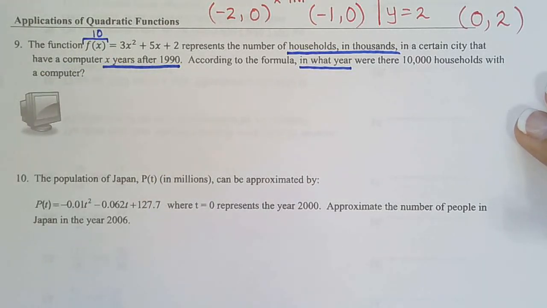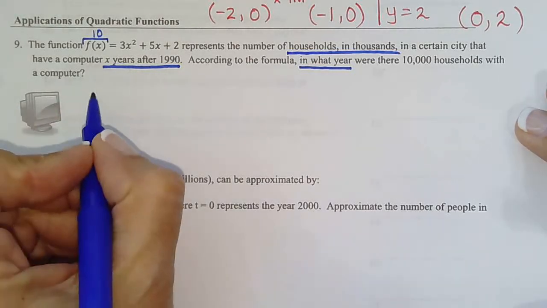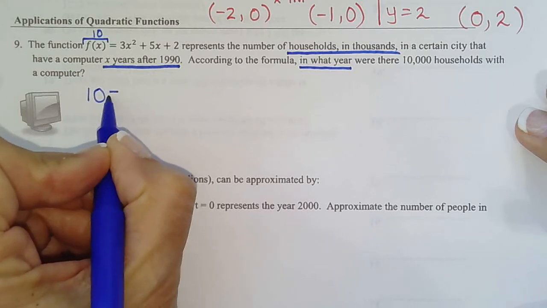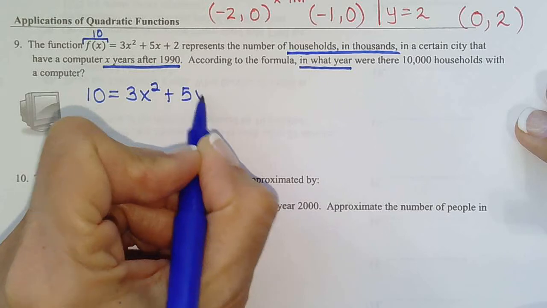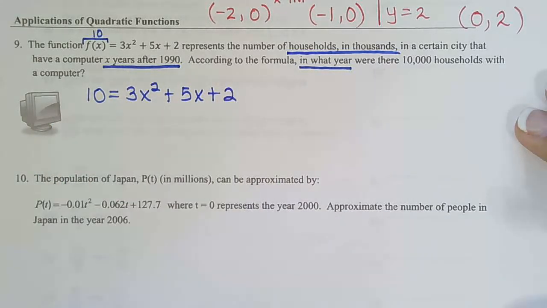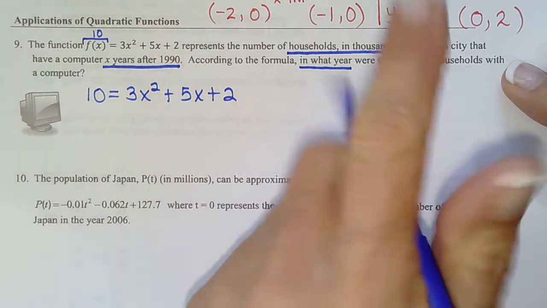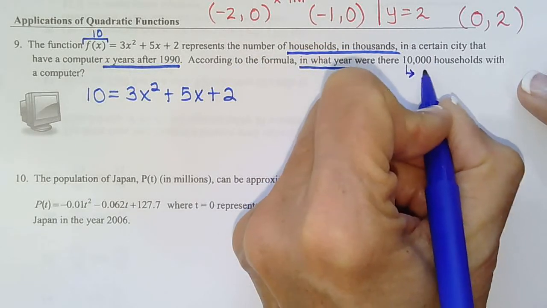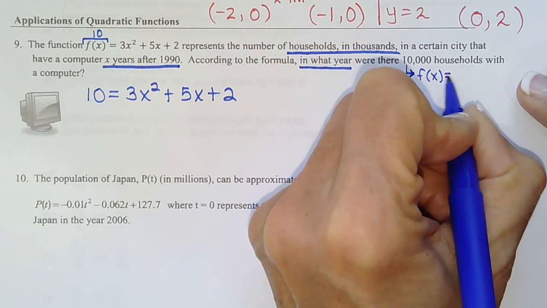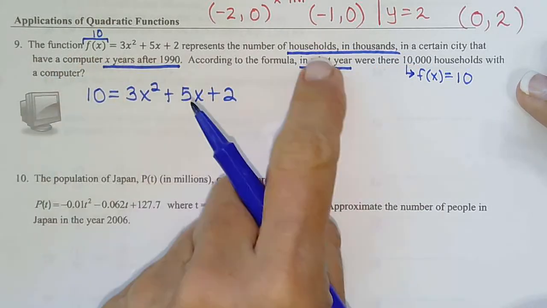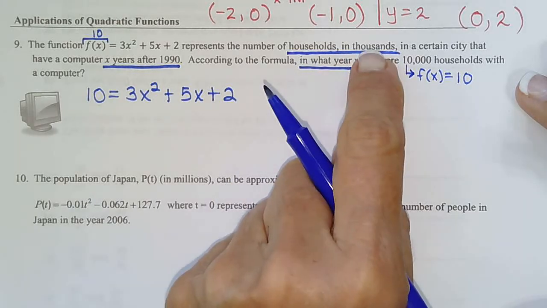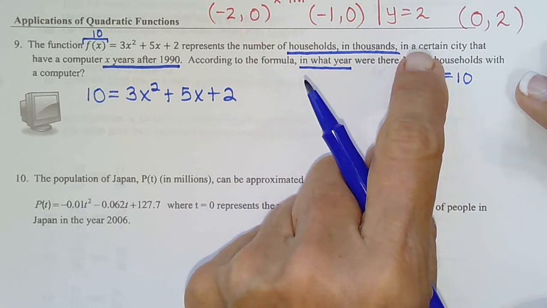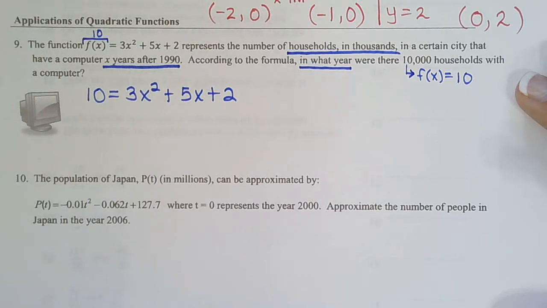right where f of x is. Thank you, helicopter, right during my video. So my new equation is going to be 10 equals 3x squared plus 5x plus 2. So everybody understand why I did that? So this means f of x is 10. How do I know that? Well, here it says f of x is the number of households. And here it says in thousands, so I know I have to take those 3 zeros off.